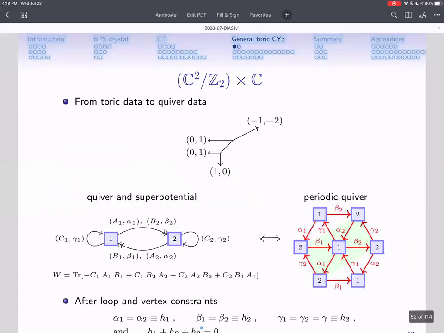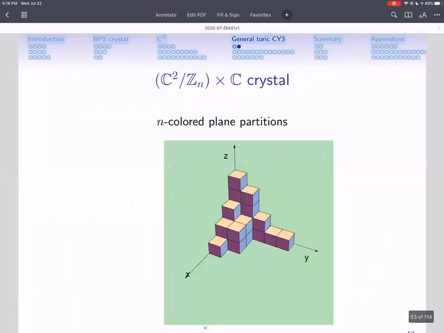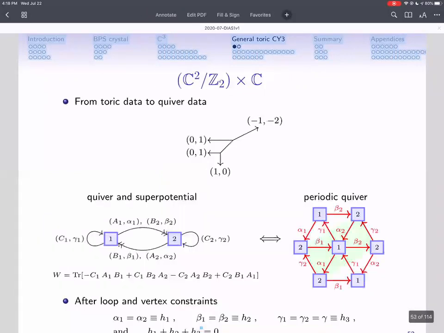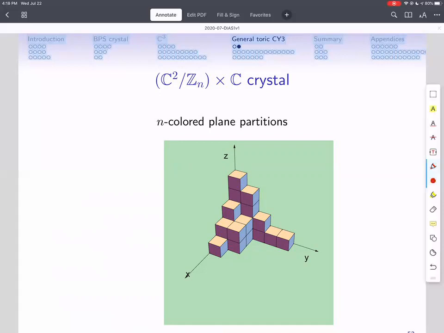I'll use one of the simplest cases of this Calabi-Yau to explain the construction. It is given by this toric data, which we translate into the quiver and superpotential pair, and using that we can write it in terms of this periodic quiver, and it has this constraint. This is for n equal to 2. For general n, I chose this so that I can just use the picture of the plane partition here. I don't know how to draw a multicolor plane partition.